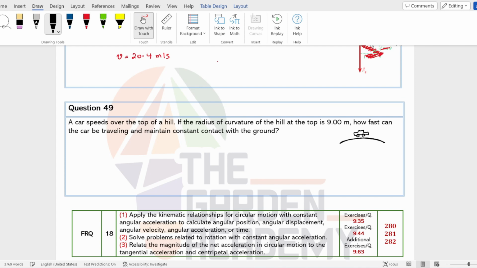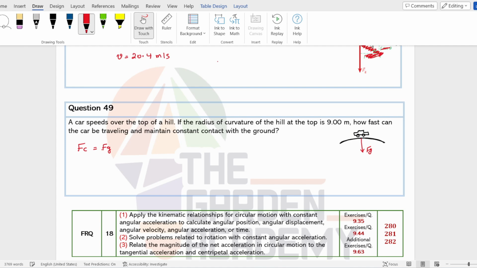Now it says how fast can the car travel and maintain constant contact with the ground. How fast means the maximum speed, and at the maximum speed there will be barely any contact between the tires and the road. So at that point there will be only one force acting on the car towards the center of rotation, which is basically the gravitational force, F sub G. So to find the centripetal force, it is equal to F sub G only.